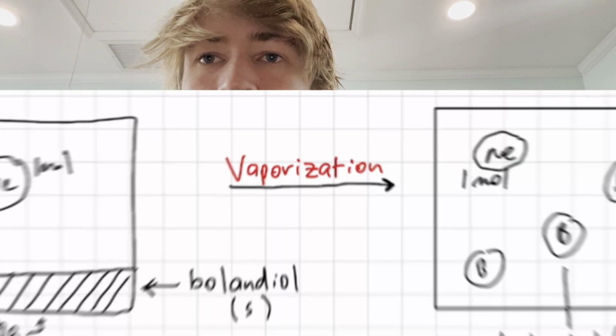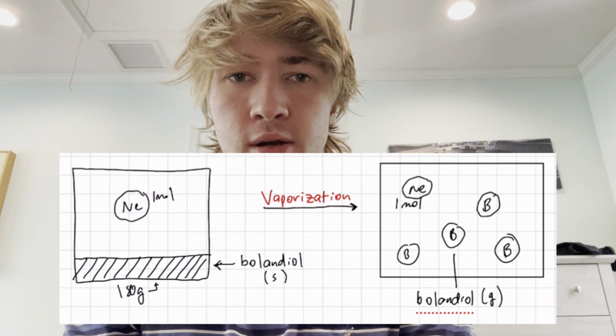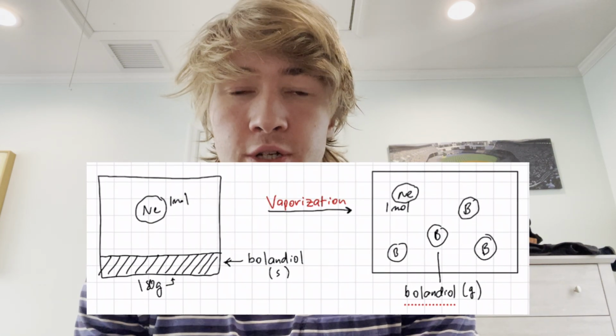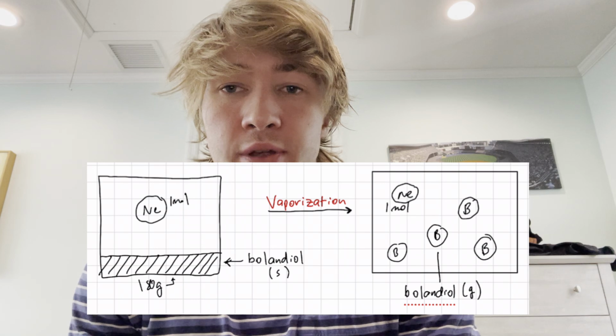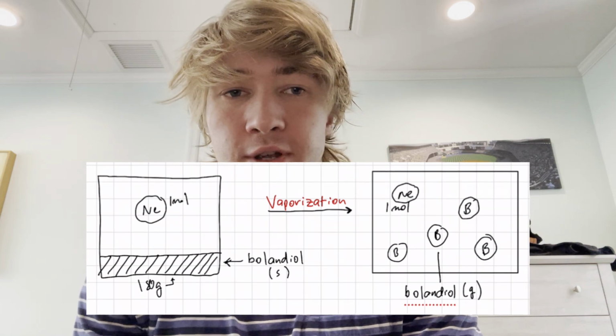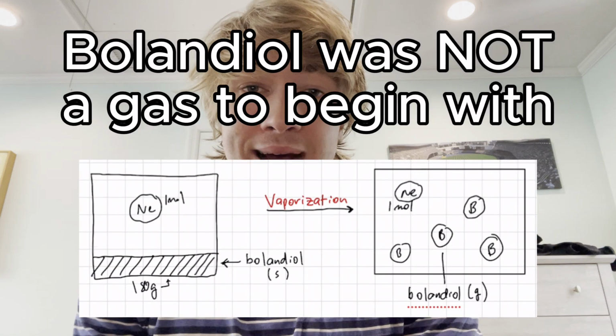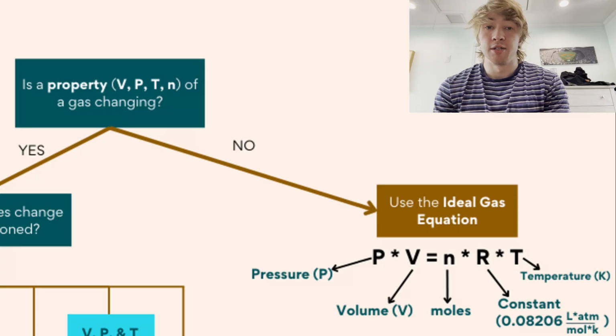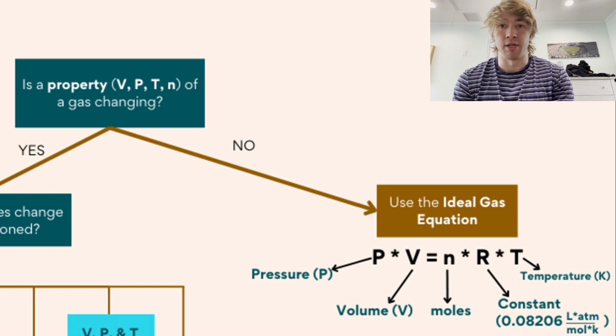is a property of a gas changing from the start to the end of the problem? Well, something is definitely changing here. The bulandiol gets vaporized or turned into a gas and will begin to exert pressure on the walls of the container. However, this does not qualify as a change under our definition because bulandiol was not a gas to begin with. So there are no initial properties to change to final properties. Since we answered no to the question, we're going to be using the ideal gas law.